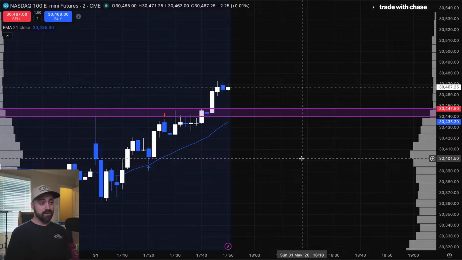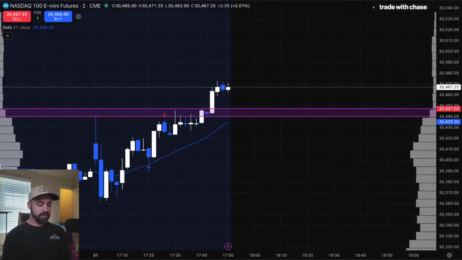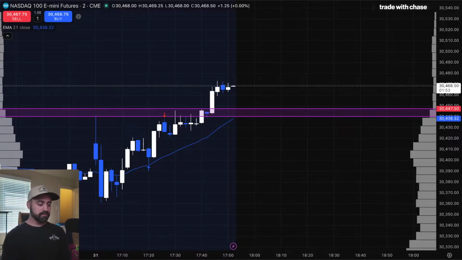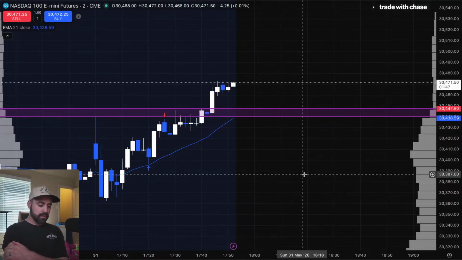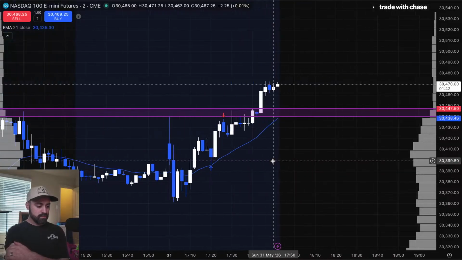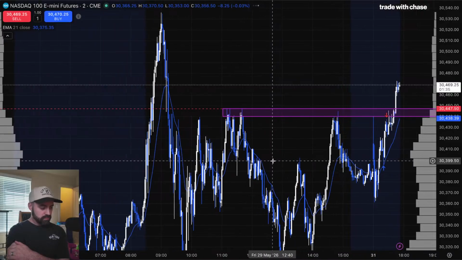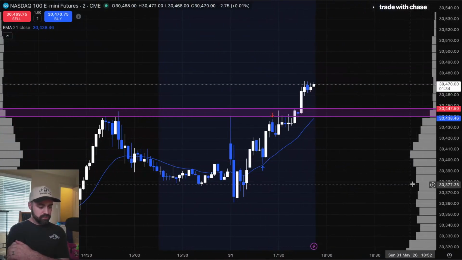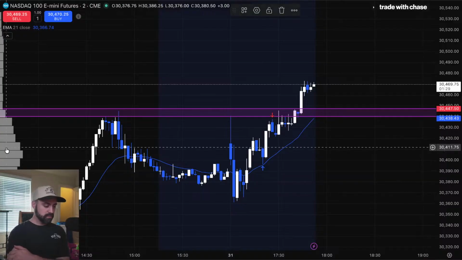And it may not pull back at all, because that happens too. It could just keep going. And that could have been its pullback right there. See if there's anything. Not really.